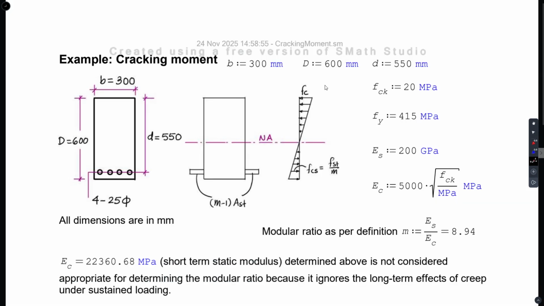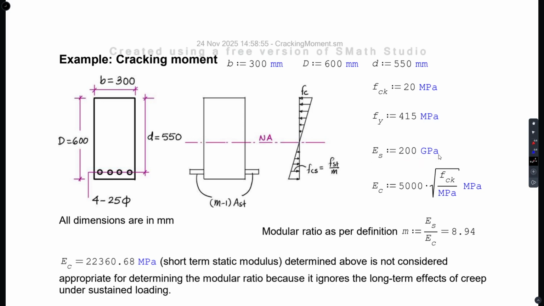So, here is the example. This is already shared with you. I have done it in SMath for convenience. Okay. So, b, D and little d are defined. fck is 20 MPa. fy, I am using Fe415 steel. So, fy is 415 MPa and modulus of elasticity of steel is 200 GPa.